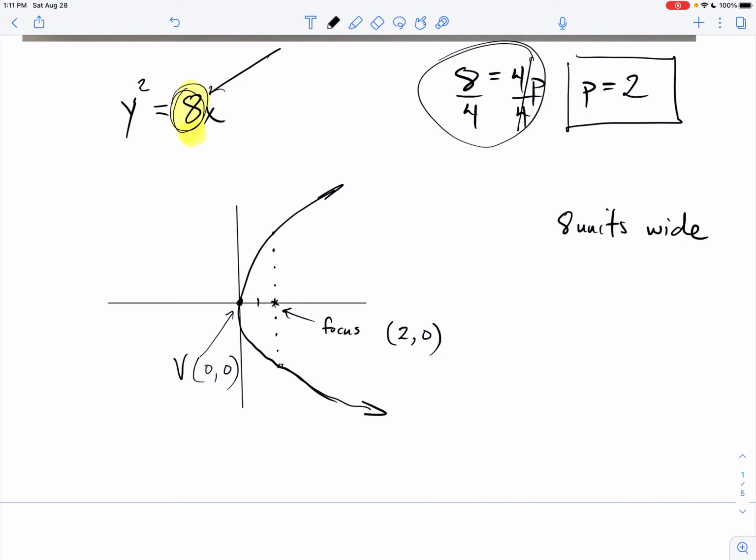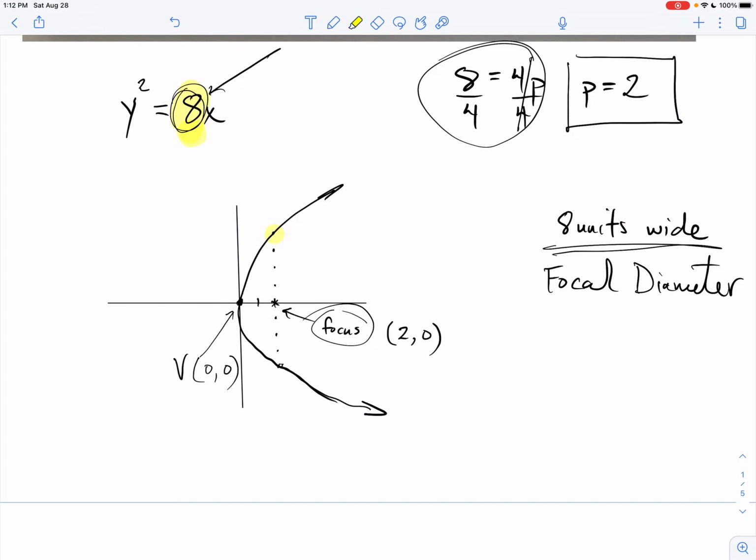This thing called the focus, well, it's just a point inside the parabola. We use it to count off how wide our parabola is. Now, this thing, I didn't tell you about this yet, but whatever that number is, that thing is called our focal diameter. That's what it's called. So the focal diameter is 8 units in this particular problem.